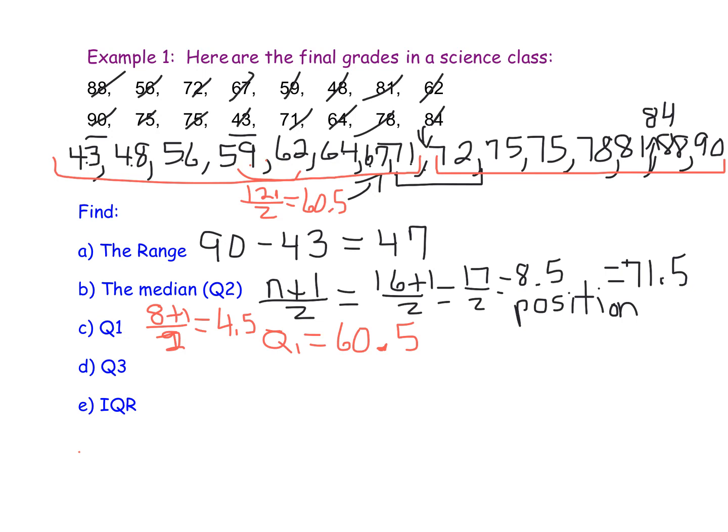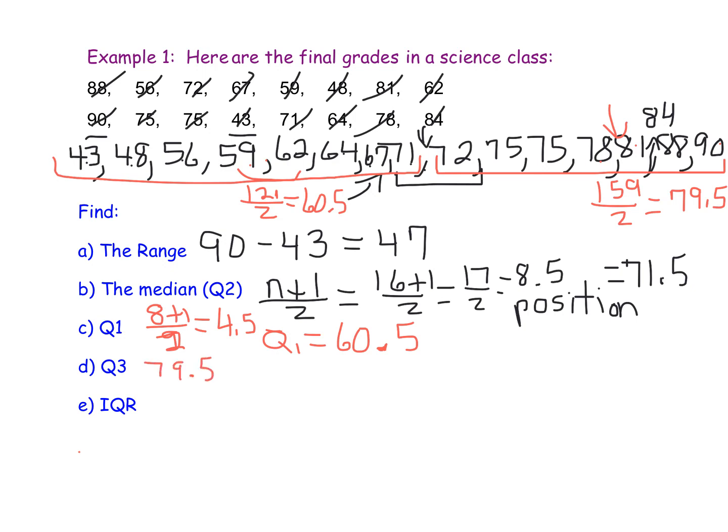We're going to need, this time, the 4.5th data point from the right-hand side. So we're going to count in 1, 2, 3, 4, 5. So halfway in between 78 and 81 is where we're going to find Q3. So we have 159 divided by 2, and that's going to give us 79.5. And so Q3 is 79.5.